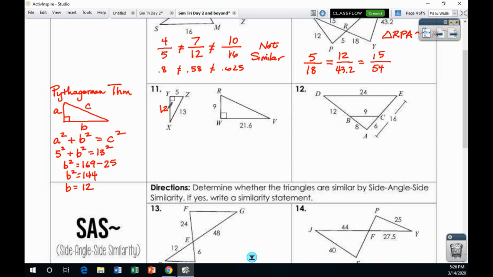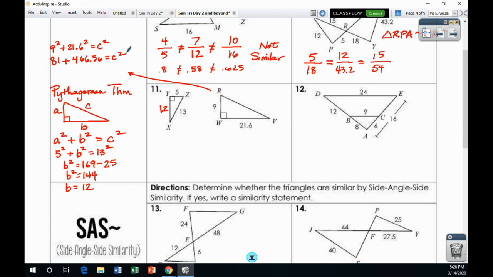All right. On the second triangle, let's move right over here and do this one. 9 squared plus 21.6 squared equals the hypotenuse, which is what we don't know. We'll call that C squared. So 9 squared is 81. 21.6 squared. Yeah, I know that right off the top of my head, right? That is 466.56. That equals C squared.